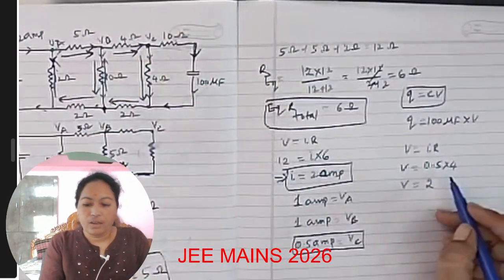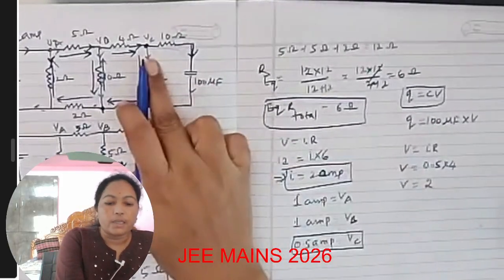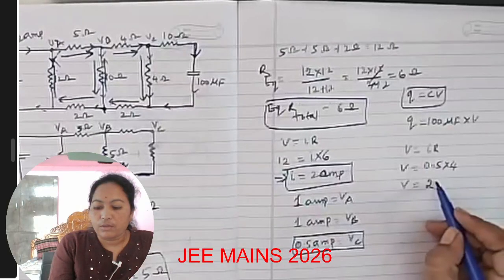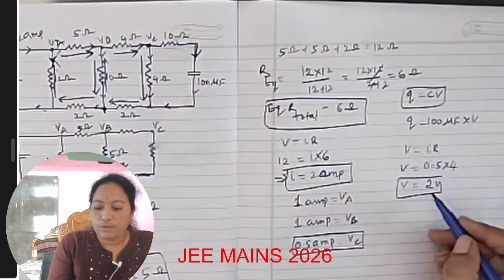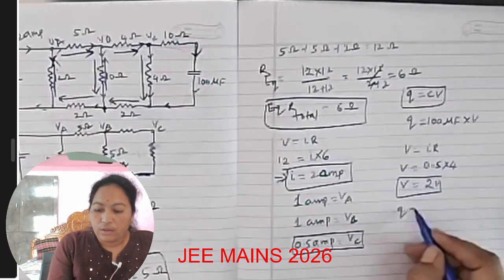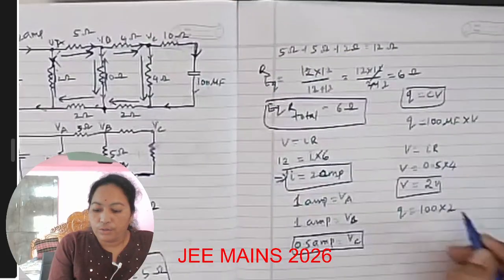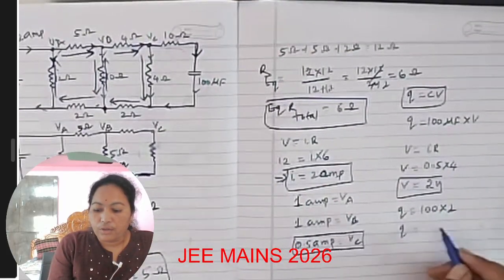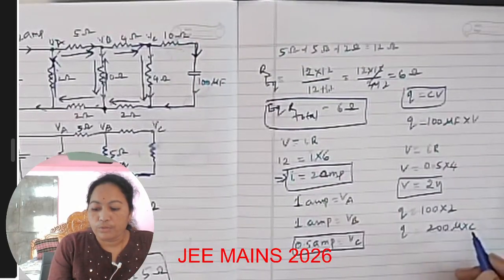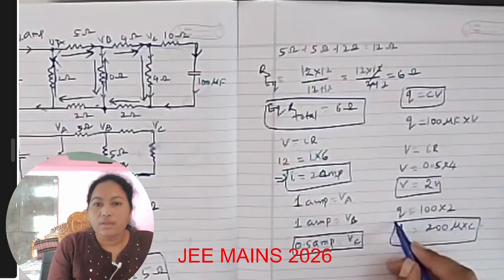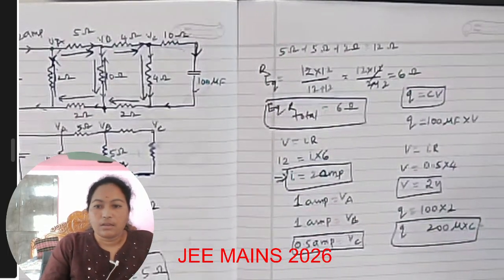V equals 2. The voltage drop is V equals 2 volts. Let us substitute this 2 volts in this equation. Q equals 100 into 2. You get Q equals 200 microcoulombs. This will be the answer.